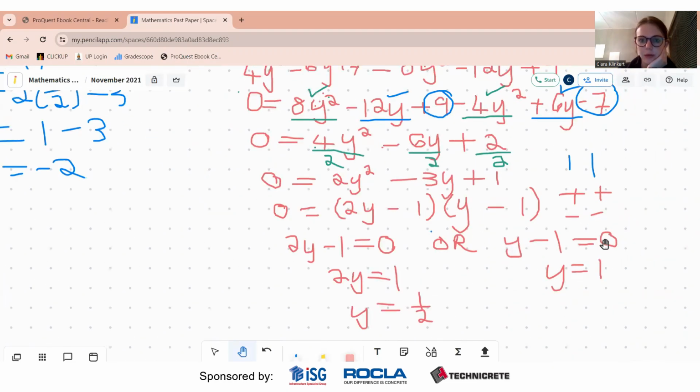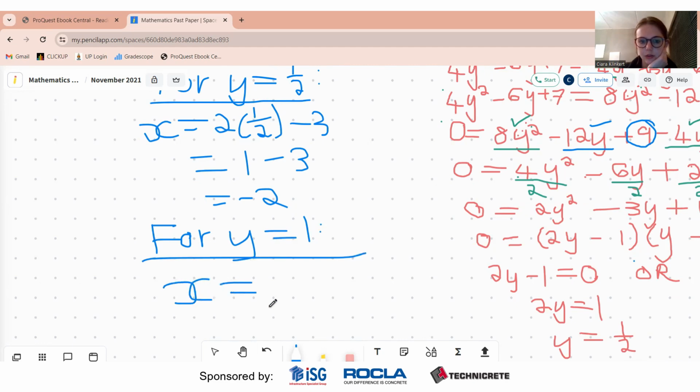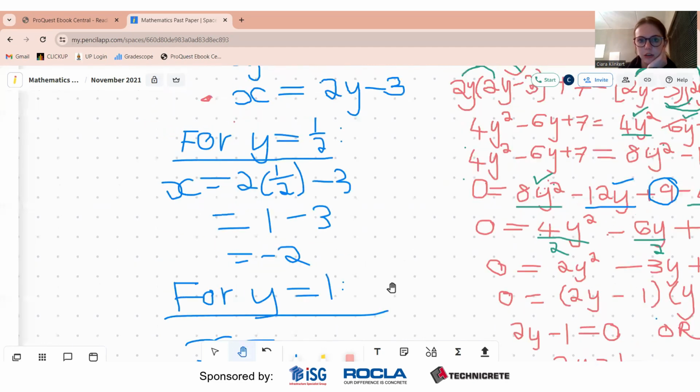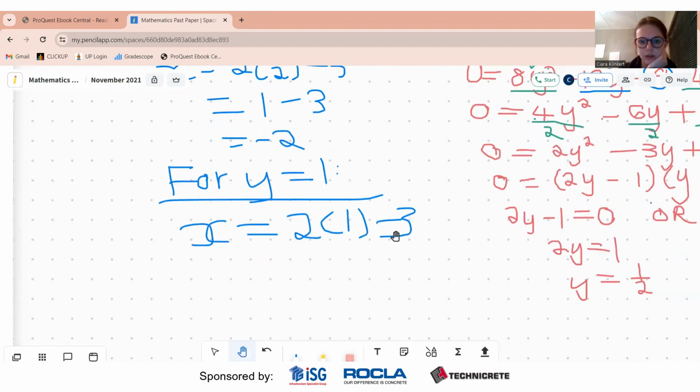Which is y is equal to 1. For y is equal to 1, x is equal to, let's just double check, 2y minus 3. So 2 times 1 minus 3. So 2 minus, oh, that's not very clear. Let me rewrite that. 2 minus 3 will give me minus 1.